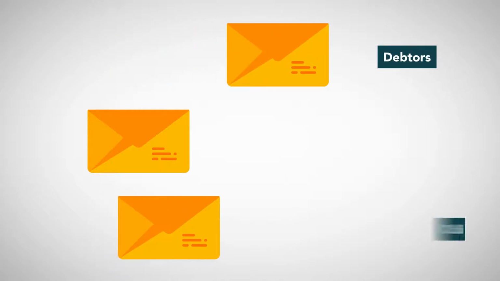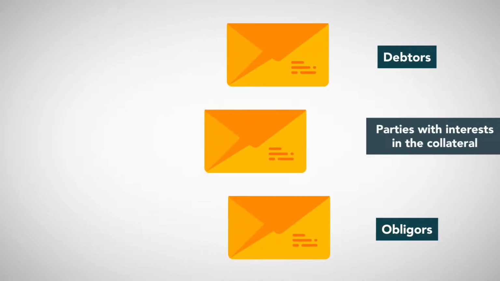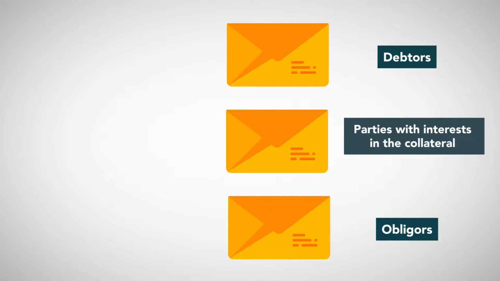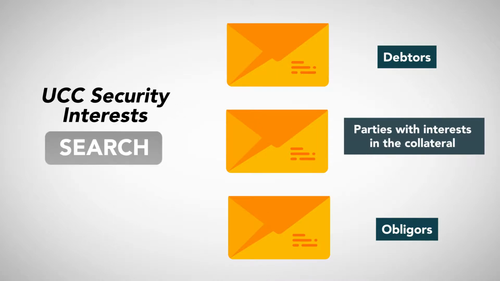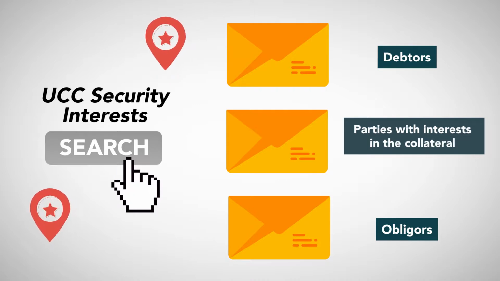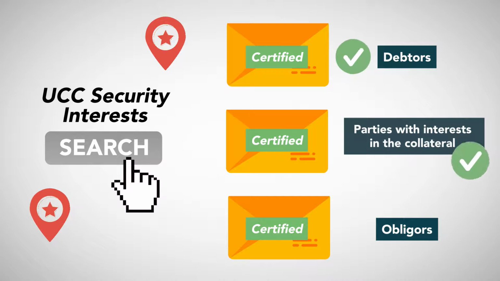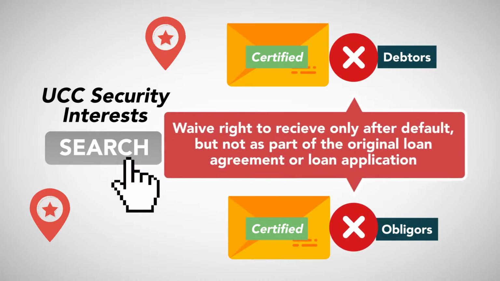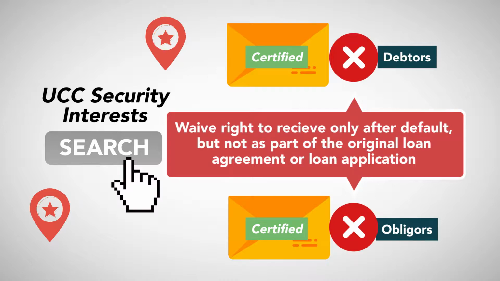Copies of the required notification should be sent to the debtors, all other obligors on the debt, and every other party with interest in the collateral. The secured party should conduct a UCC search to identify all required addresses. The best practice is to send these notices by certified mail to be able to prove delivery. The debtor and any other obligor may waive its right to receive this notification only after default, but not as part of the original loan agreement or loan application.